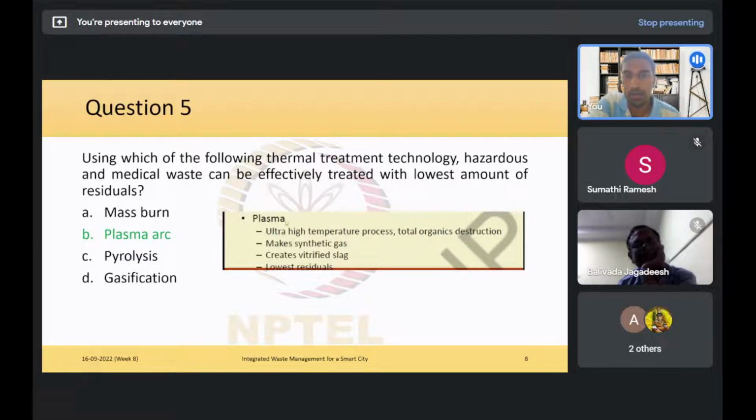And also the volume of residue that we are going to be ending up with is going to be the lowest among all the other processes that we have for thermal treatment. So that is the advantage of having this plasma. But because it is very energy intensive, we don't use it for municipal solid waste because it's not going to be economically feasible generally. But when we are talking about hazardous waste and medical waste, since it is very effective, we use it mostly for dealing with those kinds of waste.